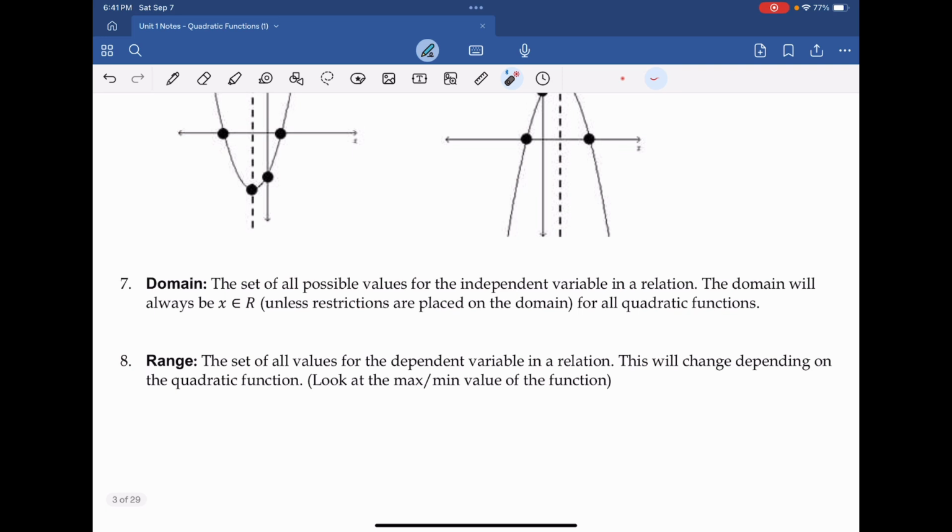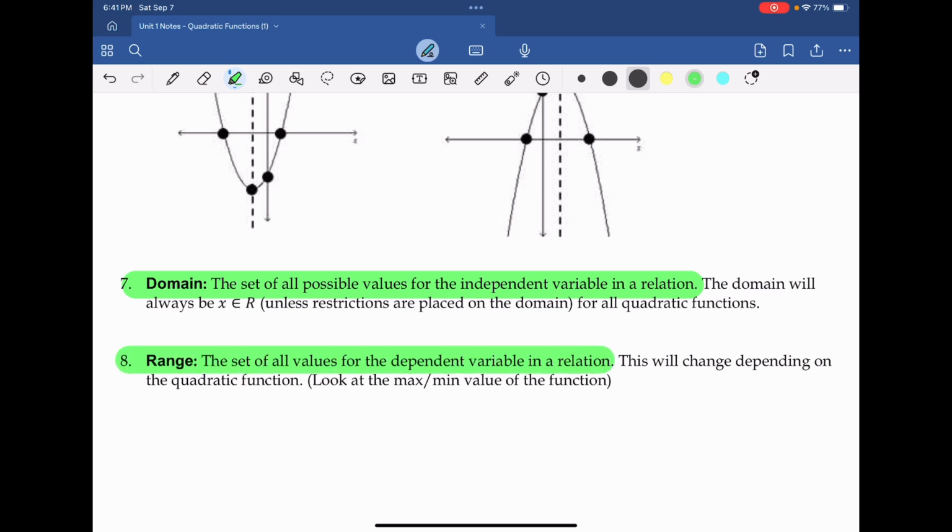Domain and range, remember, if you don't know the distinguishing factor, domain is all of the possible independent variables, or if we wanted to phrase it this way, the x values. The range will always be the dependent variable in the relation, which is our output, or our y values. And again, depending on the minimum or maximum, it has a huge implication on what this range becomes.